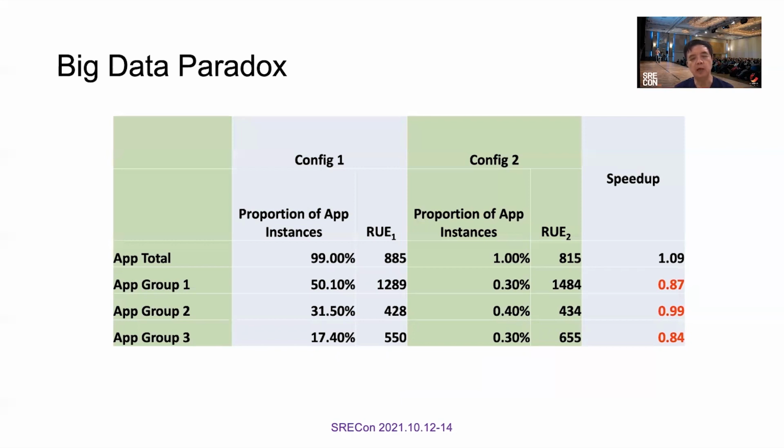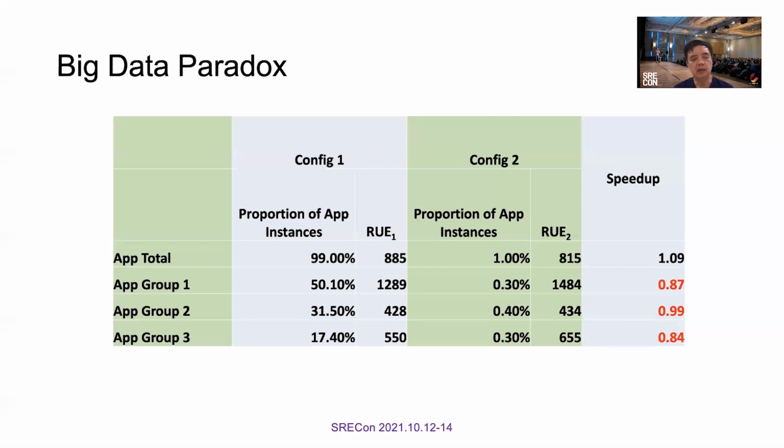Application group 1 is handling 50.1% of the instances. In group 1, in config 1, you have a rule value of 1289. In config 2, you have a rule value of 1484. That means within all the instances in group 1, the speed up is actually going down to 0.87 as a result of dividing 1289 by 1484.